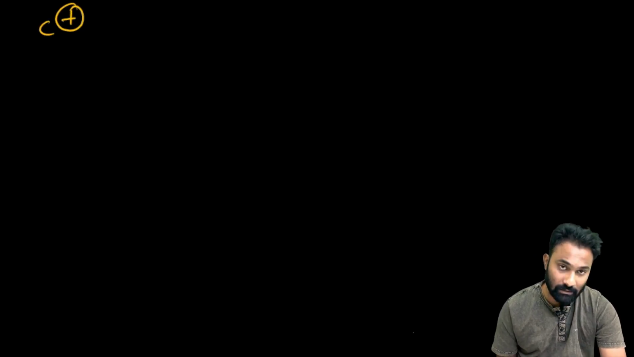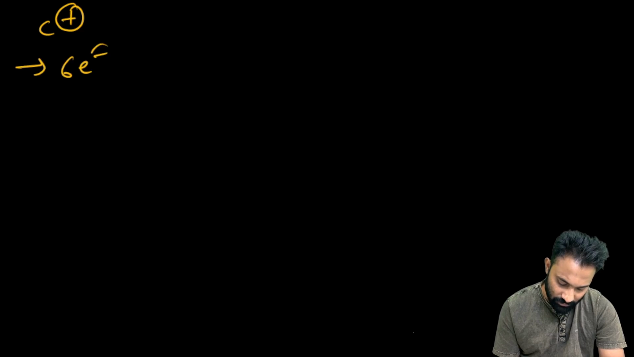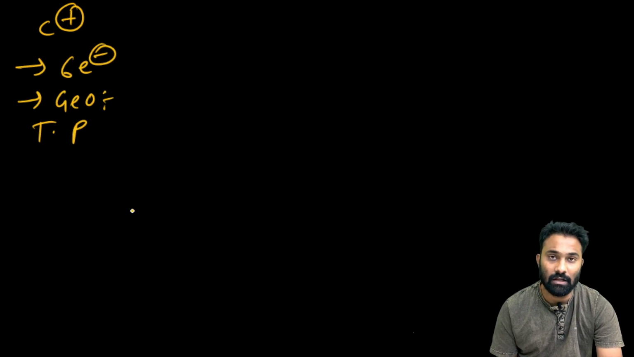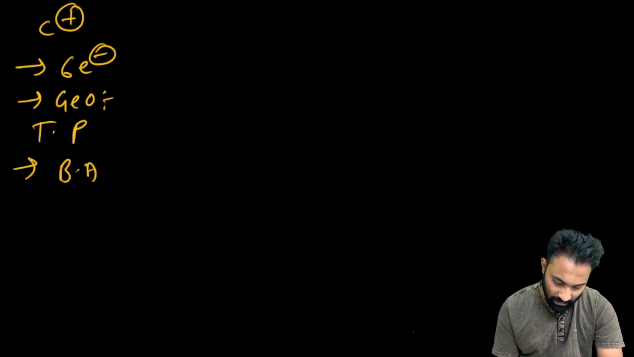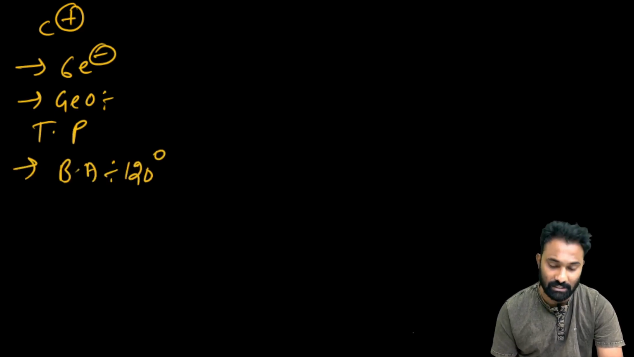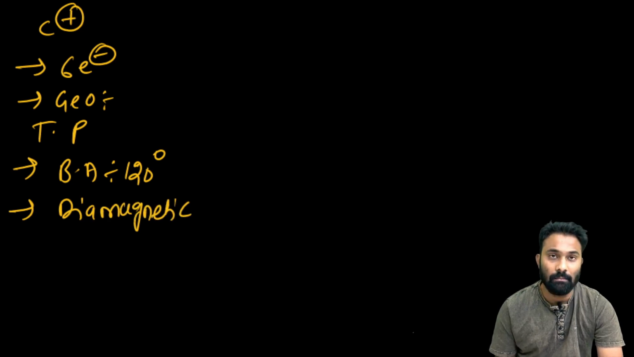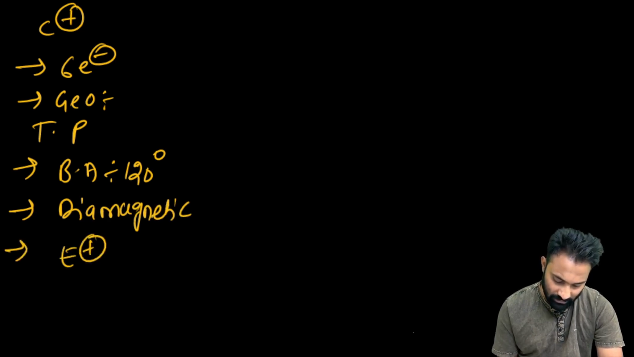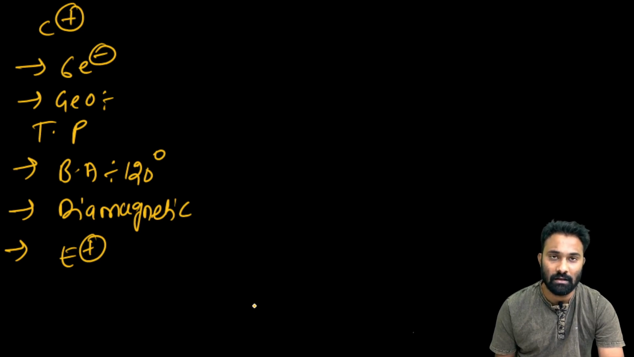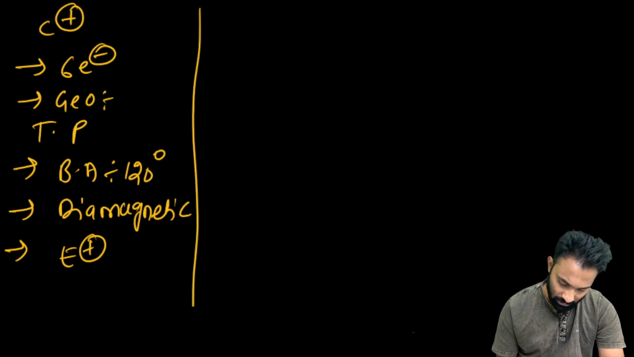Now whatever the reactive intermediates we have studied, in this one page we are going to see. First we have studied about the carbocation, right? Now carbocation contains how many electrons? 6 electrons. Now geometry is trigonal planar, and the bond angle is how much? 120 degrees. Clear? That is diamagnetic, right? Diamagnetic, because there are no unpaired electrons. And this is electron deficient. That's the reason this is an electrophile. Clear? Now this is about the carbocation.